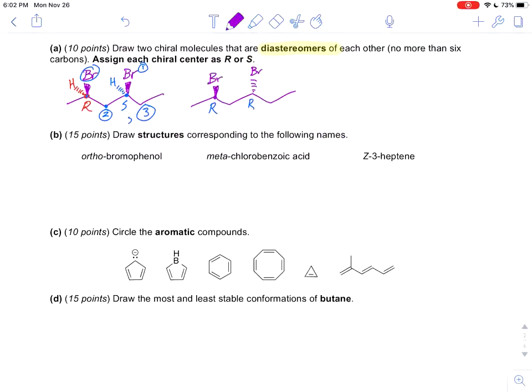Next, we're going to be drawing structures that go along with these compound names. The first one is a bromophenol compound. A phenol is when you have a benzene ring with an OH group, an alcohol, that's specifically phenol. Ortho means it's going to be one carbon away, so it's either this position or this position here. It doesn't matter. There's only one. I'm going to put it down here for space's sake, and that's ortho-bromophenol.